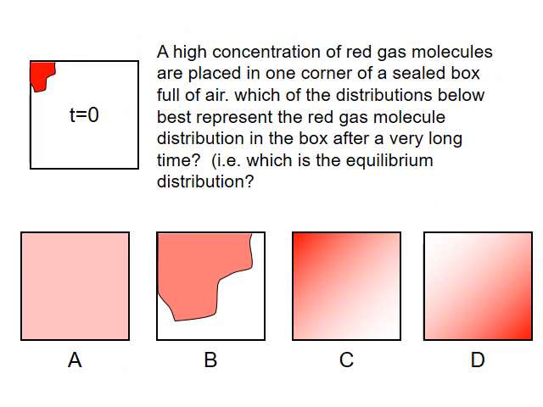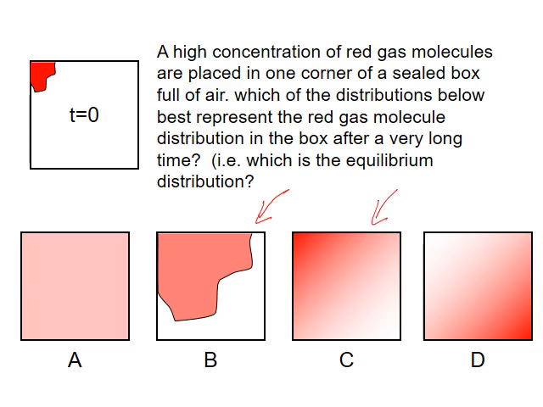Molecules are placed in one corner of a sealed box full of air. Which of the distributions below best represents the red gas molecule distribution in the box after a very long time, i.e. what's the equilibrium distribution? So some people might want to answer B or possibly C. Not many are answering D because the concentration here is low.